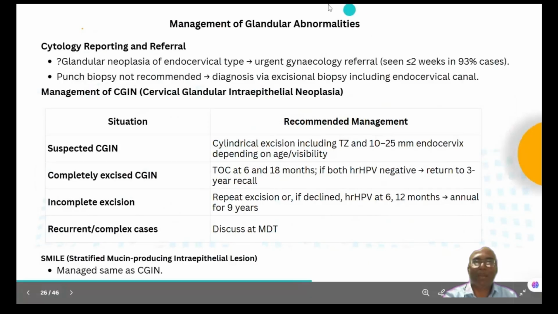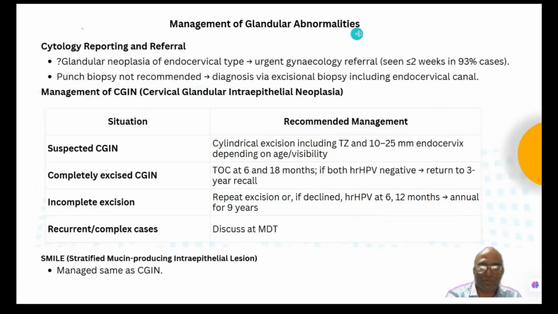Now management of glandular abnormalities. Cytology reporting and referral. Glandular neoplasia of endocervical type, we have already seen there is a 2-week pathway. Urgent gynecological referral, 2-week pathway, 93% target. Audit: punch biopsy is not recommended. Diagnosis is via excisional biopsy, including the endocervix. Whenever there is a CGIN, better to go for excision.